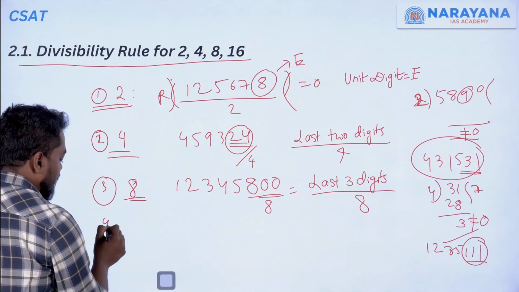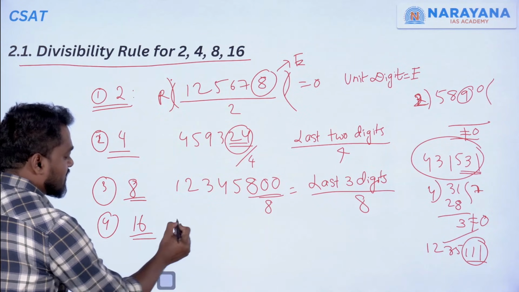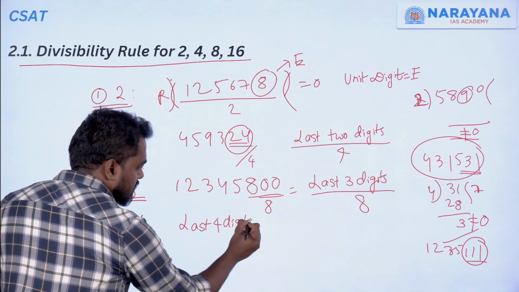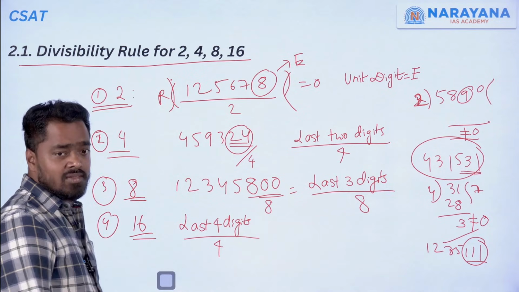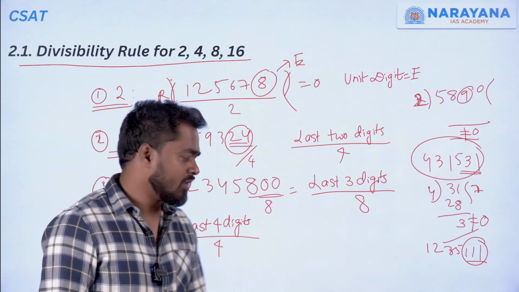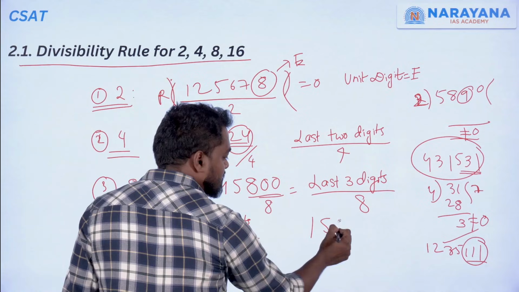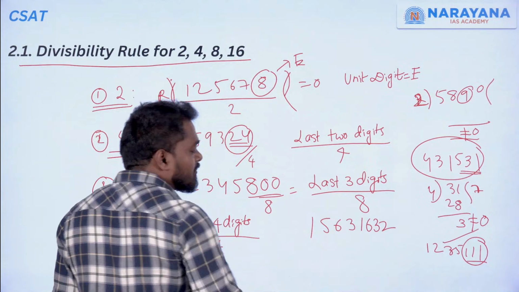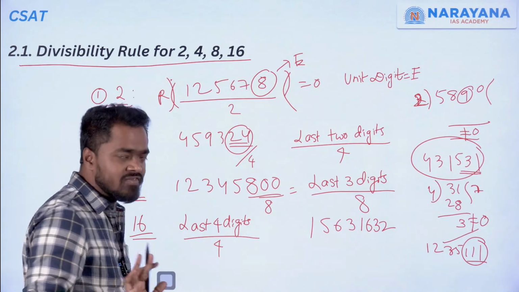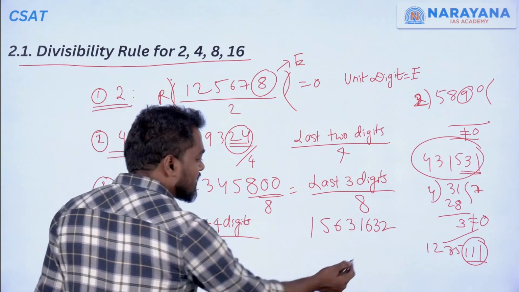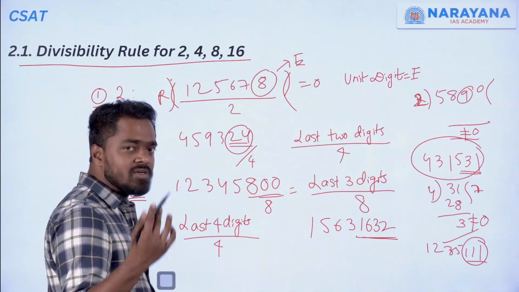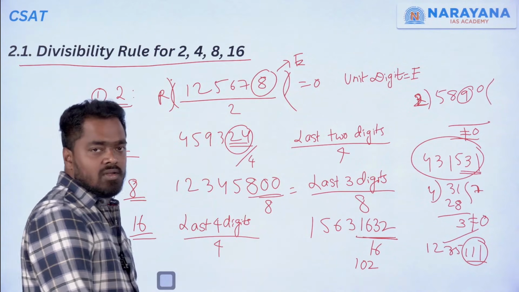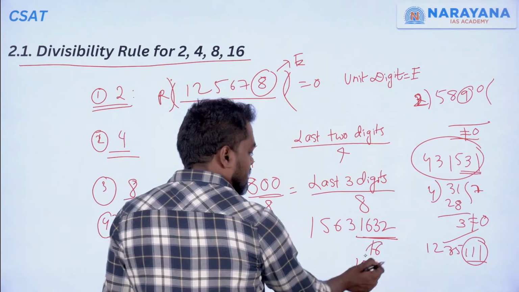Similarly, if you take the divisibility rule of 16, it is nothing but the last four digits must be divisible by 16, then the whole number will be divisible by 16. For example, if you take 1, 5, 6 and 3, 16, 32, I will ask you whether this number is divisible by 16 or not. So take the last four digits and check whether they are divisible by 16 or not.